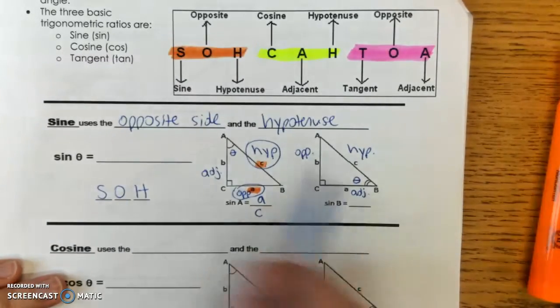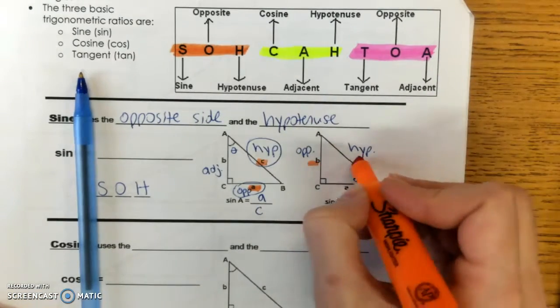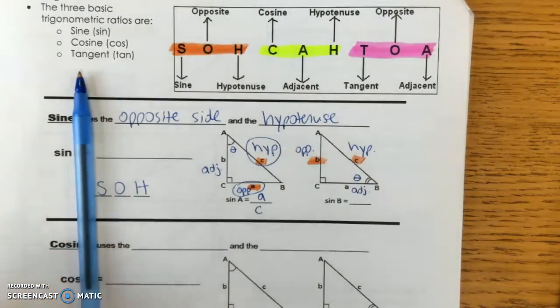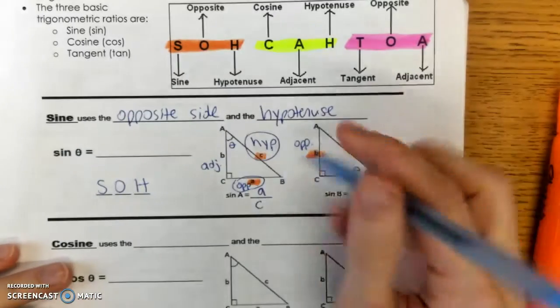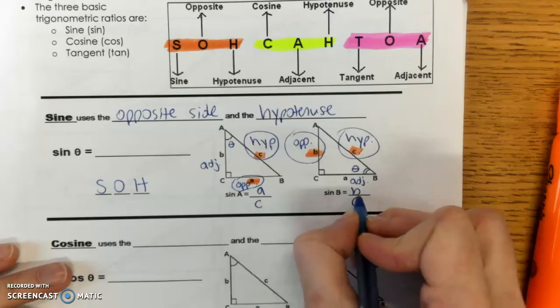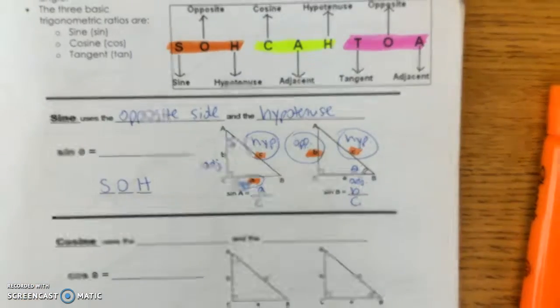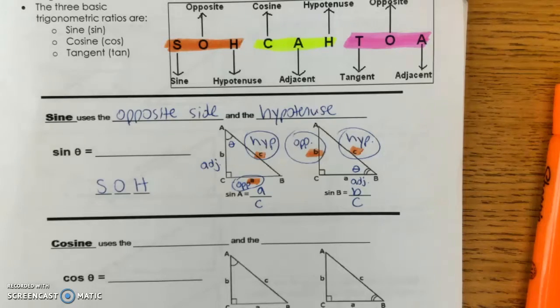So now I'm doing sine of B, right? Sine is still opposite over hypotenuse. Still my opposite side over my hypotenuse. So it's going to be B over C. We're just getting used to writing these ratios. We'll put numbers into it soon.